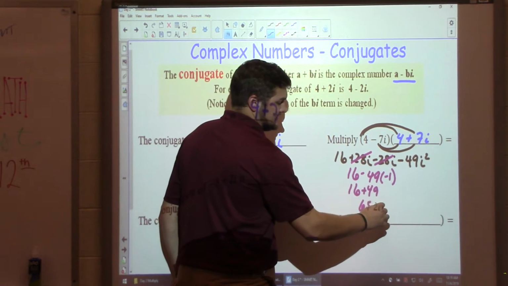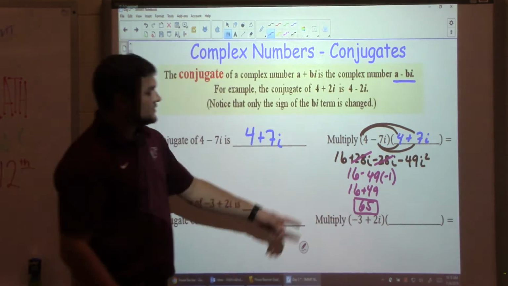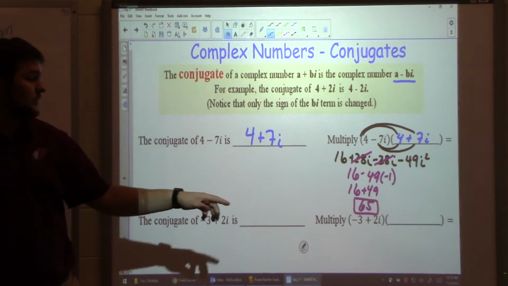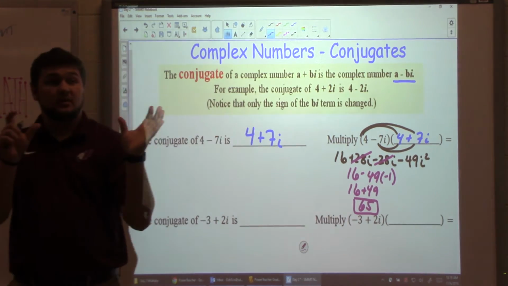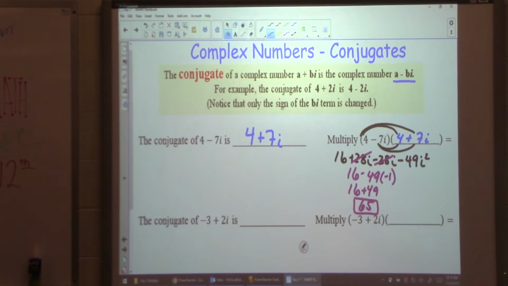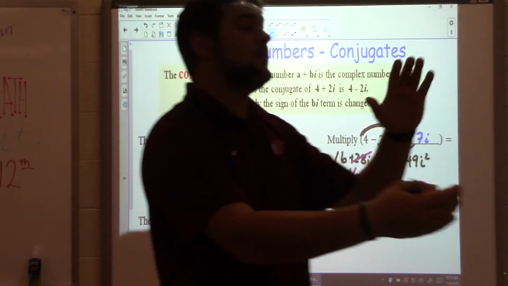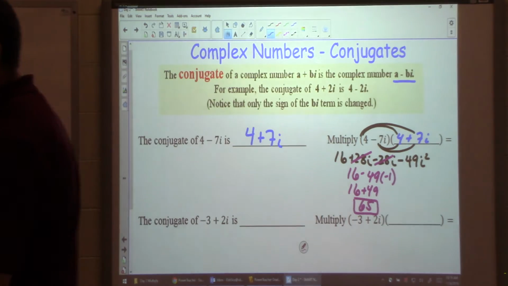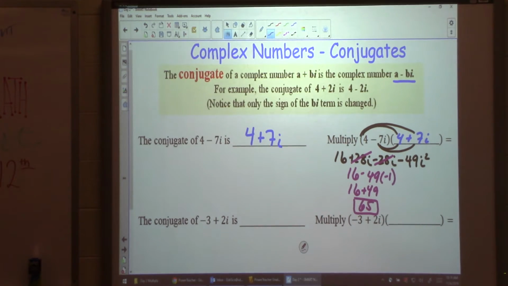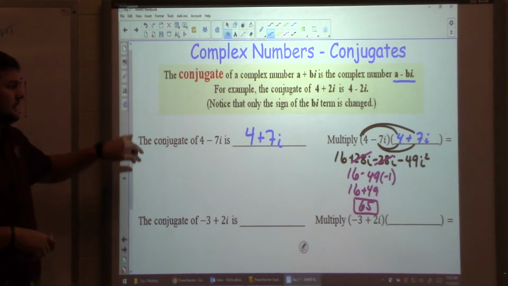And that's 65. Hey guys, what do you notice about my answer on that one? If you look back, the last problem we did too was a complex number times its conjugate. What are they missing? They don't have any i's. Anytime you multiply a complex number by its conjugate, you will not have any i's in your answer, and it will always be a positive real number. I kind of skipped ahead down to the bottom. We'll talk about it again when we get down there.